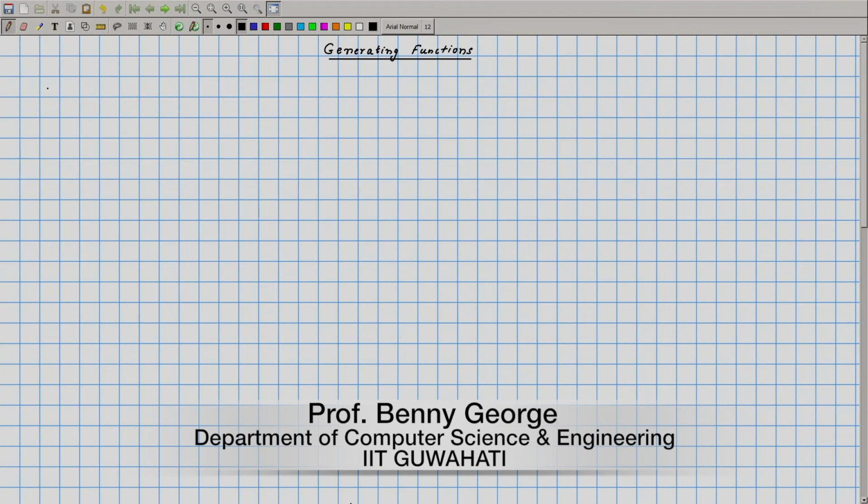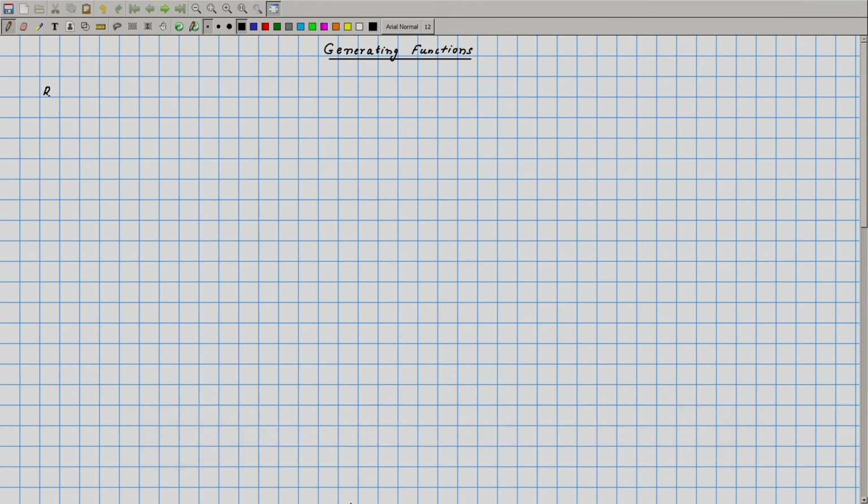In this lecture, we will learn about generating functions. Generating functions is a tool used to solve recurrence relations. So, let us first see some examples of recurrence relations. The first recurrence relation that we will see is a very simple recurrence relation.